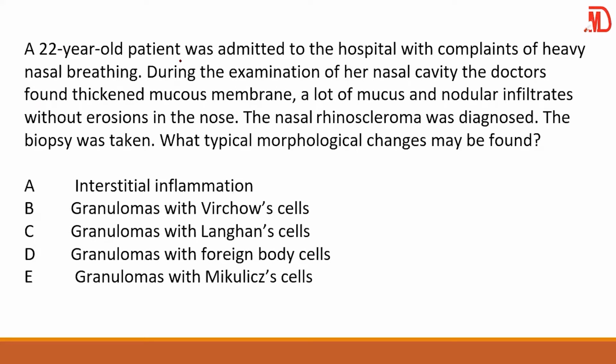We're having a 22-year-old patient who was admitted to the hospital with complaints of heavy nasal breathing. That means the person is breathing heavily. Now, during examination of her nasal cavity, the doctors found thickened mucous membrane. Obviously, most people call it catarrh. But look at it. There's mucus thickening, a lot of mucus, and infiltrate with erosions in the nose. Guys, look at it. Nasal rhinoscleroma was diagnosed. The biopsy was taken. What type of morphological changes may be found?